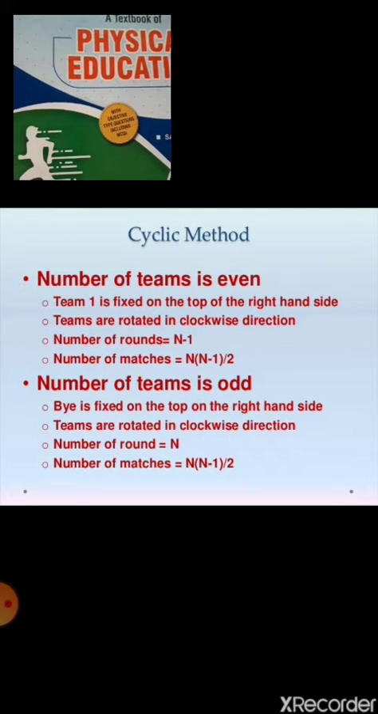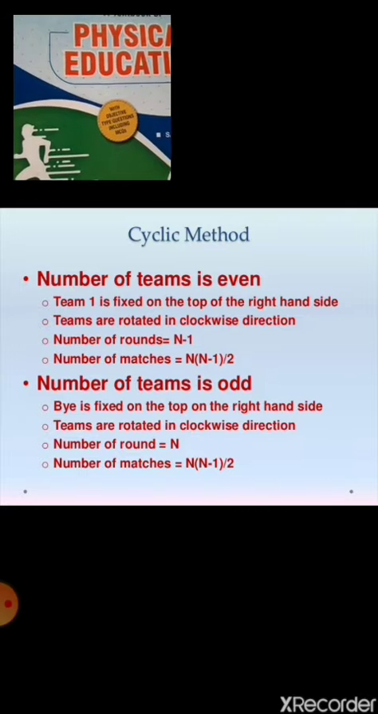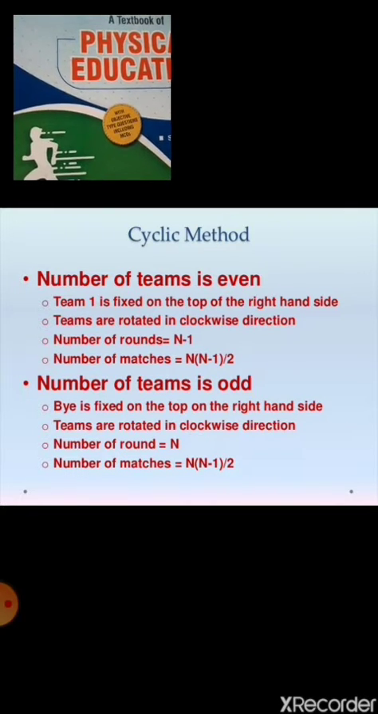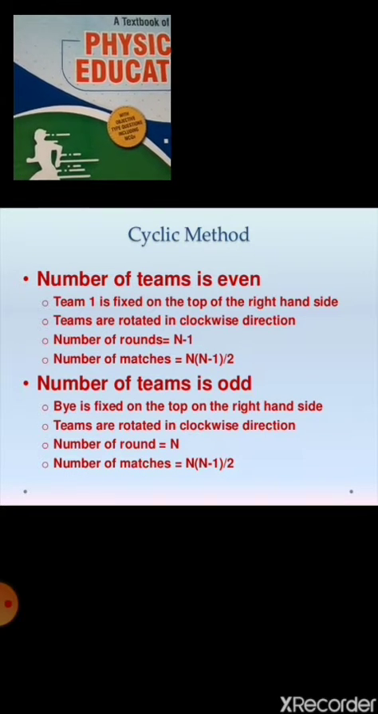For an even number of teams, we have to fix team number 1 on the top of the right hand side, and the rest of the teams are rotated in a clockwise direction. The number of rounds is calculated by using n minus 1. The number of matches is calculated by using the formula n into n minus 1 upon 2.